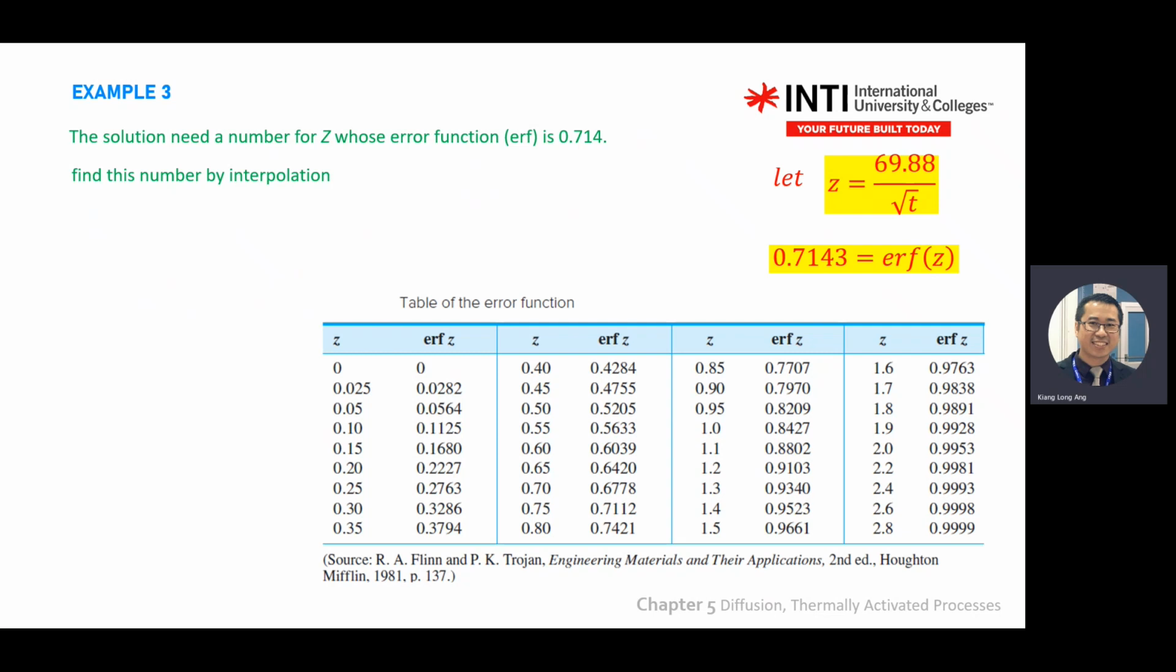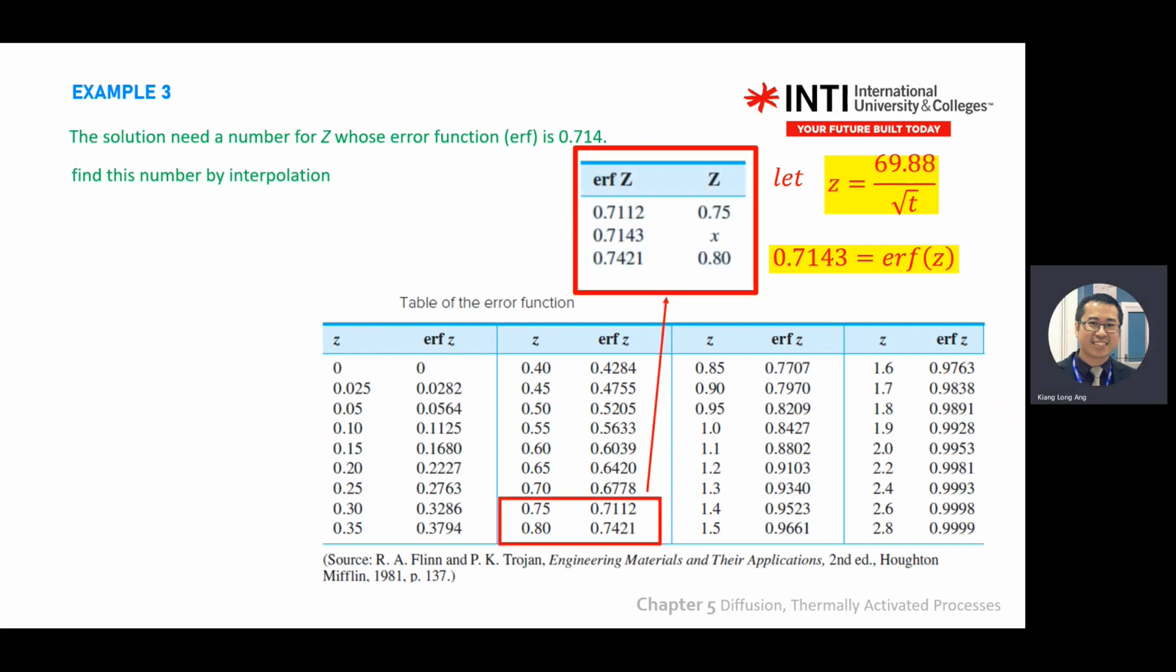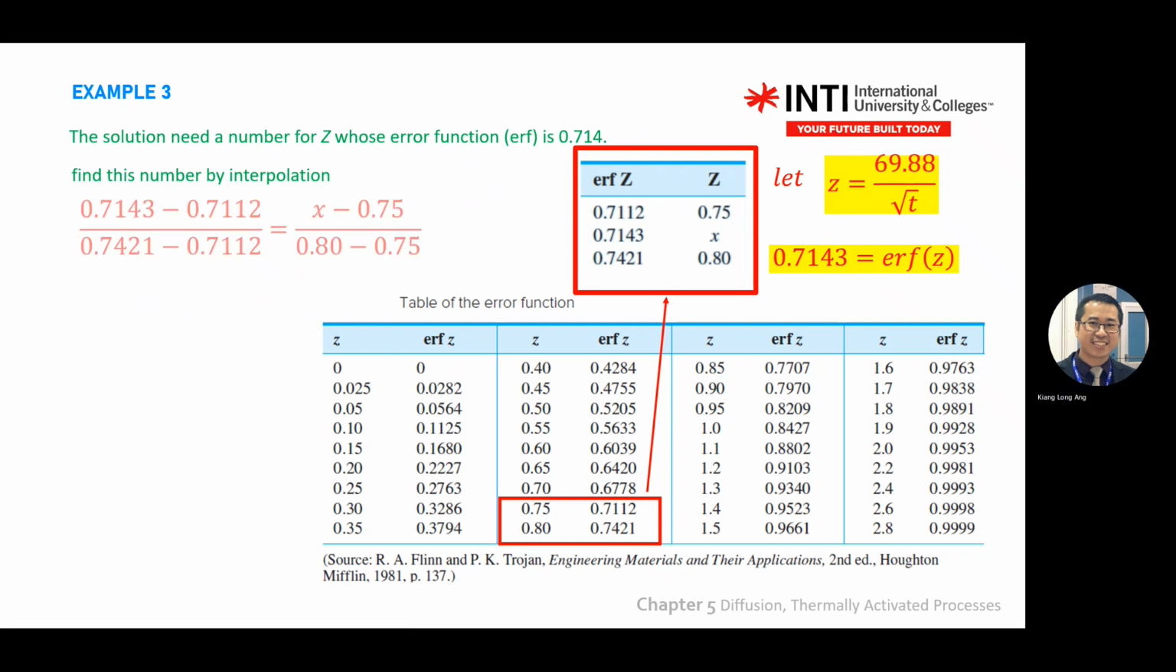You do interpolation. You use this value, this value, this value, this value, and this value. So actually it's 1, 2, 3, 4, 5 values. So you do interpolation. You need to find the Z value here. So I pull into this one. 0.7143 and the X value here. You need to do interpolation. So I show you the interpolation steps.